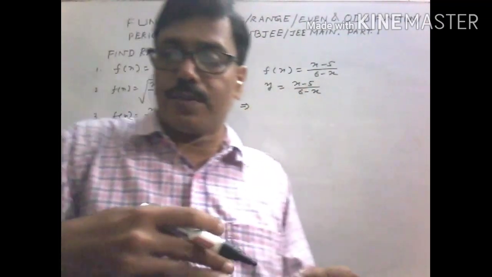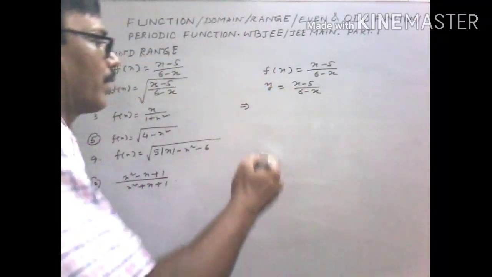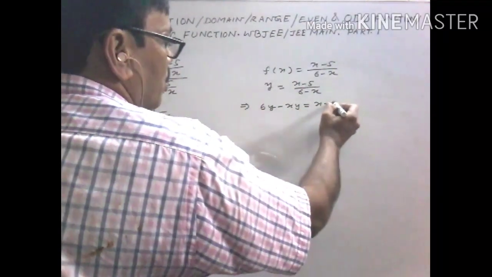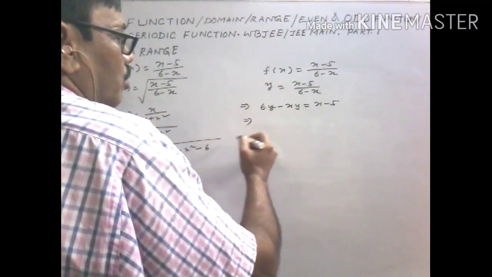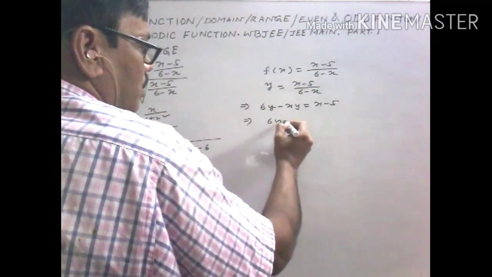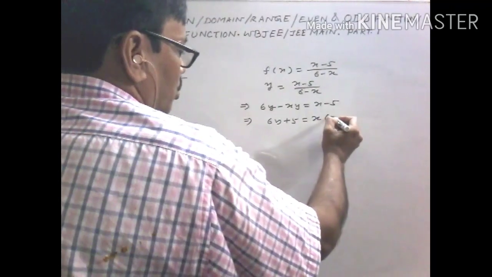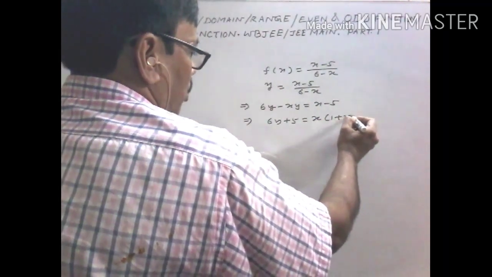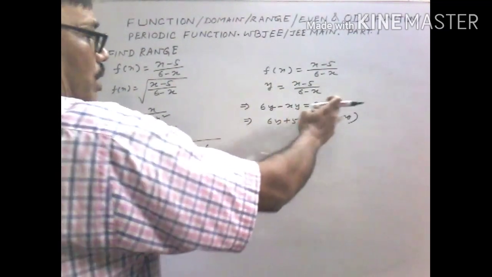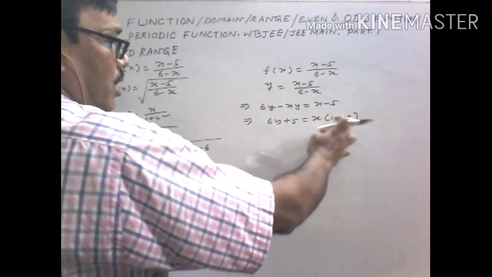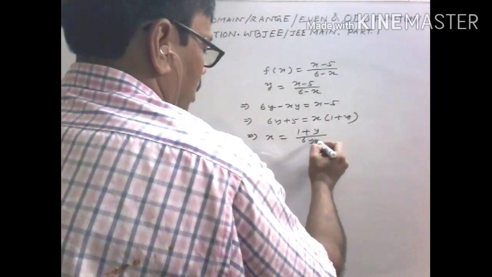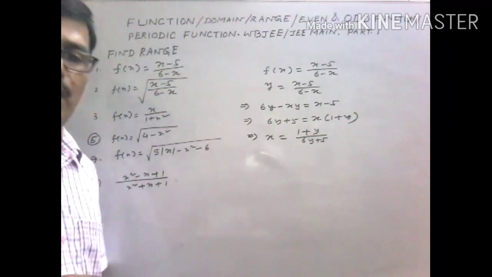Now our main aim will be to express x in terms of y. So 6y minus xy equals to x minus 1. So x into (1 plus y) equals to 6y minus 1. Bringing x to the left side, x equals to (6y minus 1) by (1 plus y).